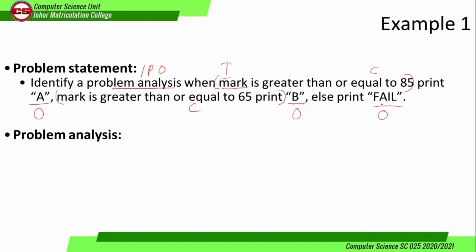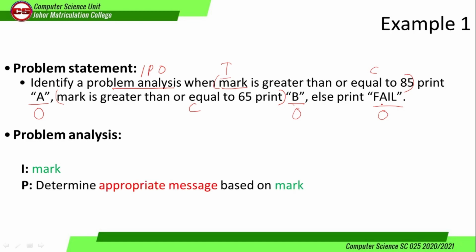So you see here we have three outputs and one input. Okay, so how to write the problem analysis? Input, mark. Process, we have three outputs, three messages to print, so determine appropriate message based on mark. So what's the output? The output here is A or B or the message fail.